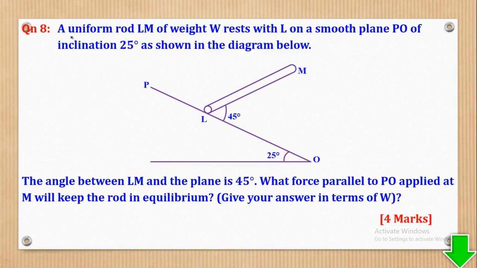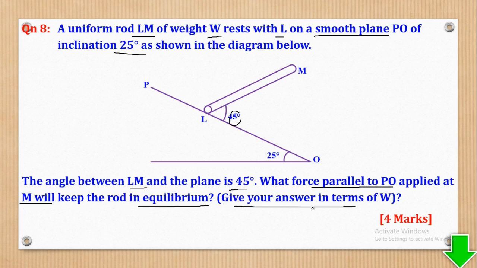Then question 8 says, a uniform rod LM of weight W rests with L on a smooth plane PO of inclination 25 degrees as shown in the diagram. The angle between LM and the plane is 45 degrees, as you can see it here. What force parallel to PO applied at M will keep the rod in equilibrium? Give your answer in terms of W.